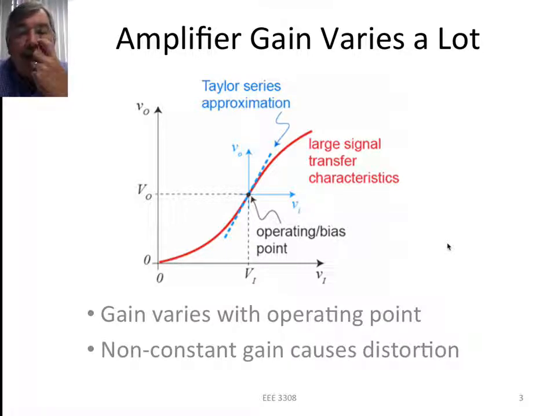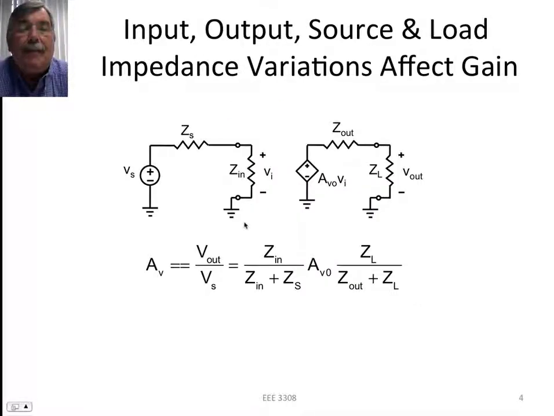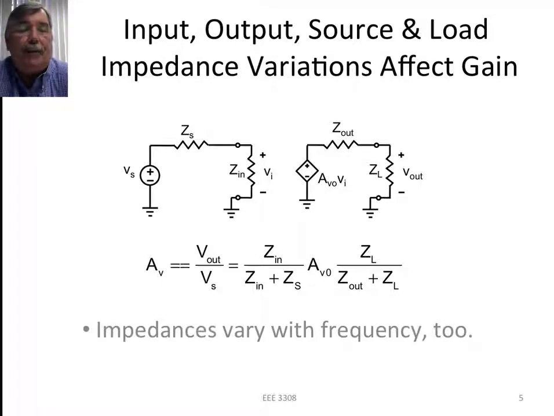The gain of the amplifier depends on a lot of things. It depends on the operating point. We know that if the signal is too large, the non-constancy of the gain, the nonlinearity, will cause distortion. We know that the relationship between the source and the load impedance causes a variation in the gain, and the voltage division between the output impedance and the load impedance. All those things are generally unpredictable, and in particular, they are frequency dependent.